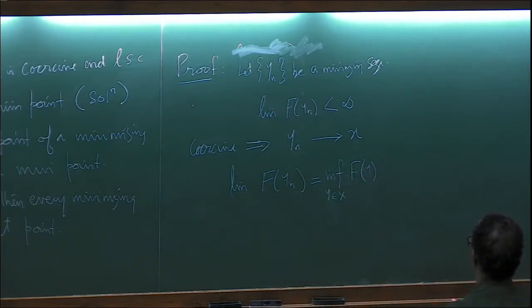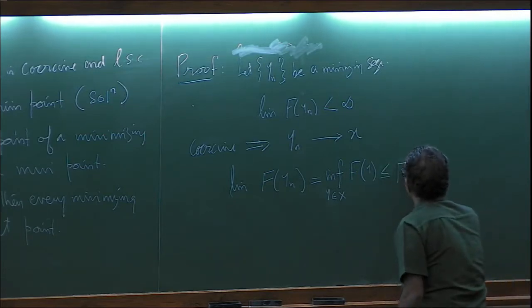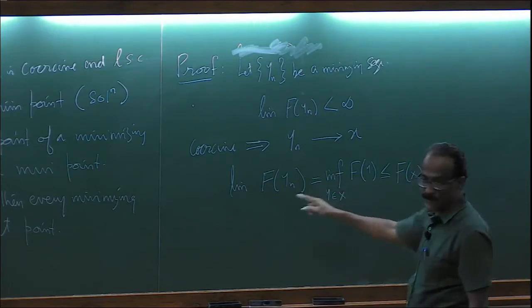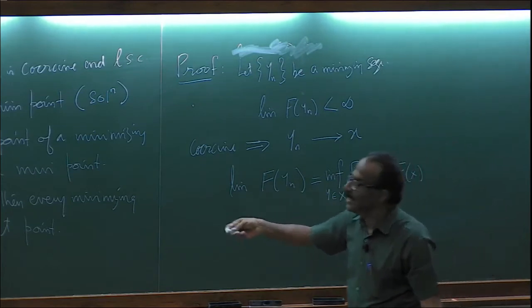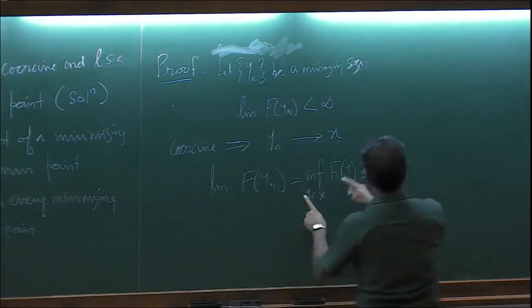That is, of course, less than or equal to f of x. Is this clear? A sequence is a minimizing sequence if f of yn converges to alpha. Alpha means this infimum. Yeah, alpha is the infimum. So a minimizing sequence converges to that minimal value. This is by the infimum.